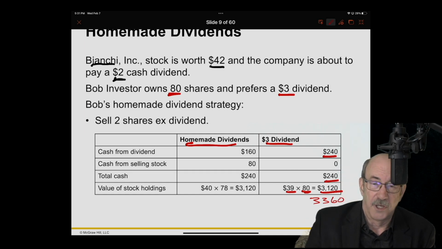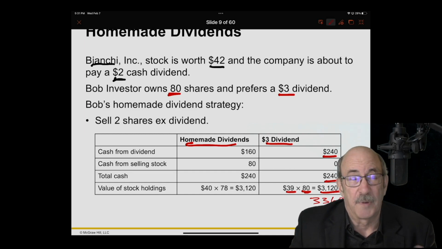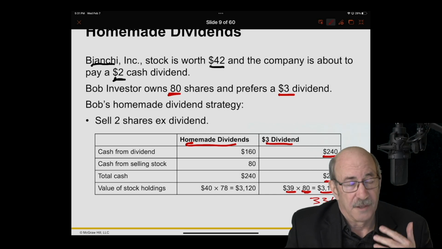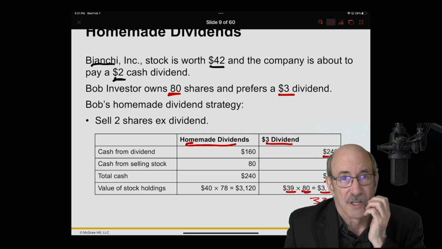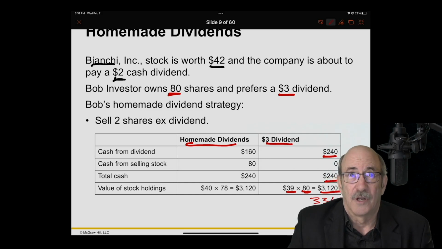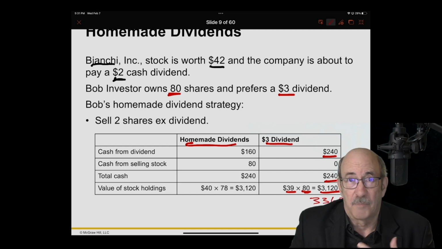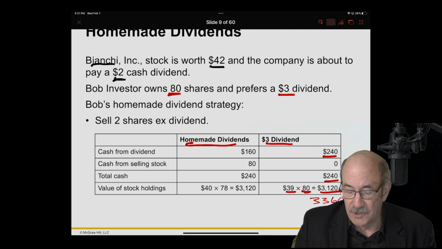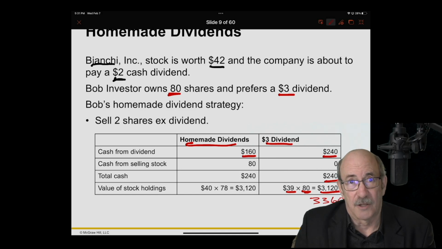All right, let's compare that to, let's leave it with the company just paying a $2 dividend, and let's have the investor actually create another dollar's worth of dividend by homemade dividends. So here is the $2 dividend. That's $2 times the 80 shares, which is $160.